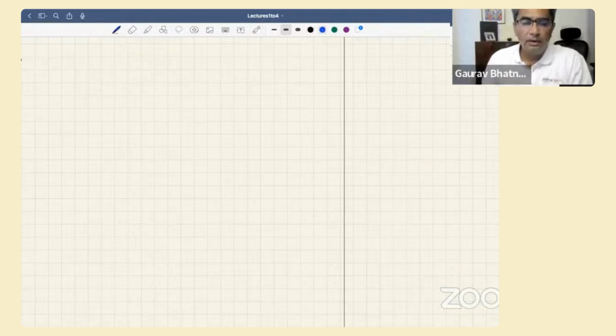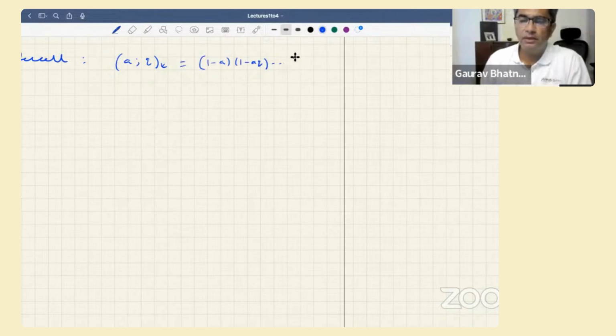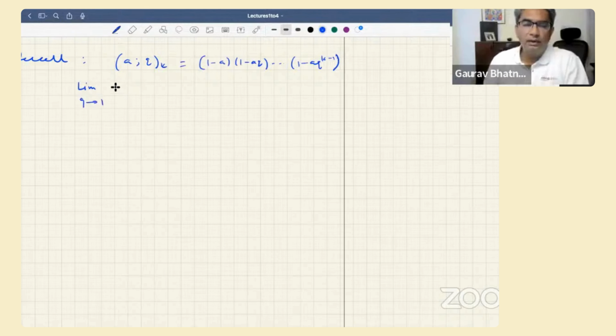So we recall the Q rising factorial notation. This is 1 minus A, 1 minus AQ, and so on until 1 minus AQ to the K minus 1. K terms. So if we take the limit as Q goes to 1 in (A;Q)_K, we will get 1 minus A, and there are K of that.